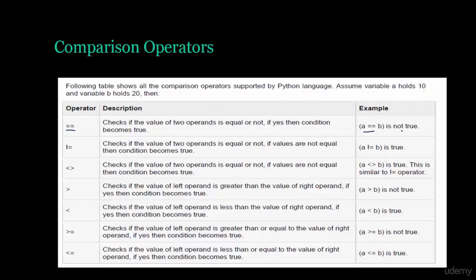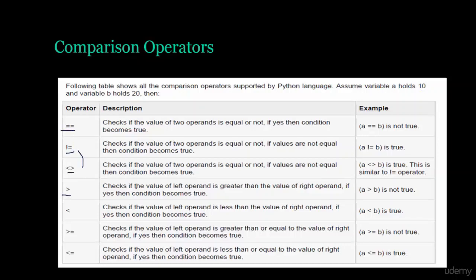This won't give us true because A equals 10 and B equals 20. Okay. Not equal checks if the values of two operands are equal or not. If the values are not equal, then the condition becomes true, like this. If A not equal B, this will give us true because A is not equal to B. This other operator here also checks if the values of two operands are equal or not. If the values are not equal, then the condition becomes true. It is like not equal. These two operators are the same.